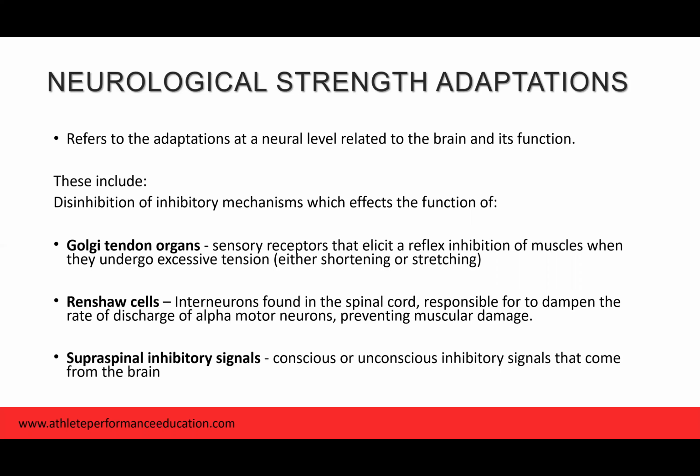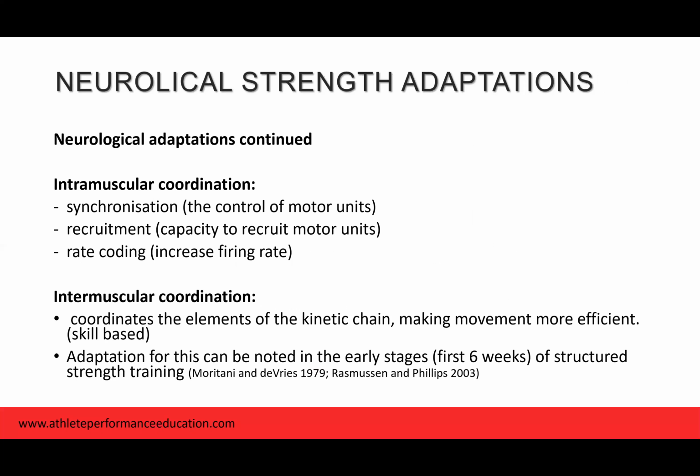Supraspinal signals, our last one, is essentially our conscious and unconscious signaling system from the brain. And this is what provides our body with movement, our unconscious movement, which happens autonomously, and our conscious movement, which we decide to instill, are all driven by our supraspinal inhibitory signals. And there are three main physiological elements that dictate neurological components.